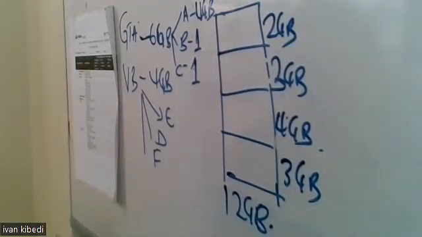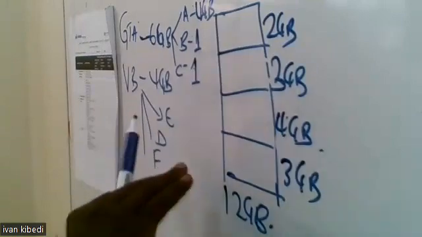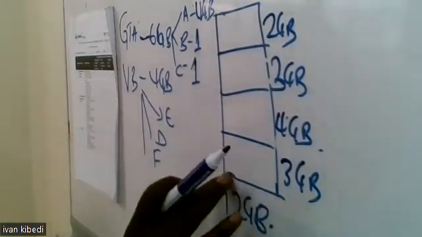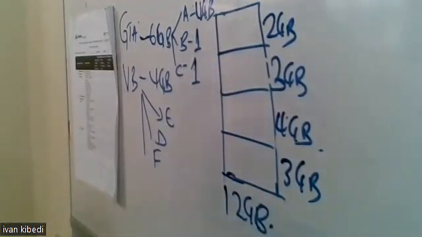Now that is called segmentation. Splitting the memory into different sections but of different sizes. That's called segmentation.